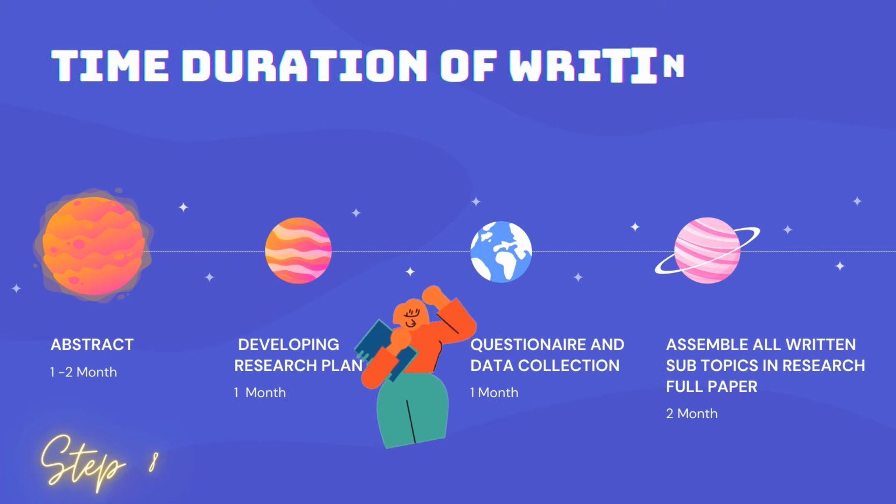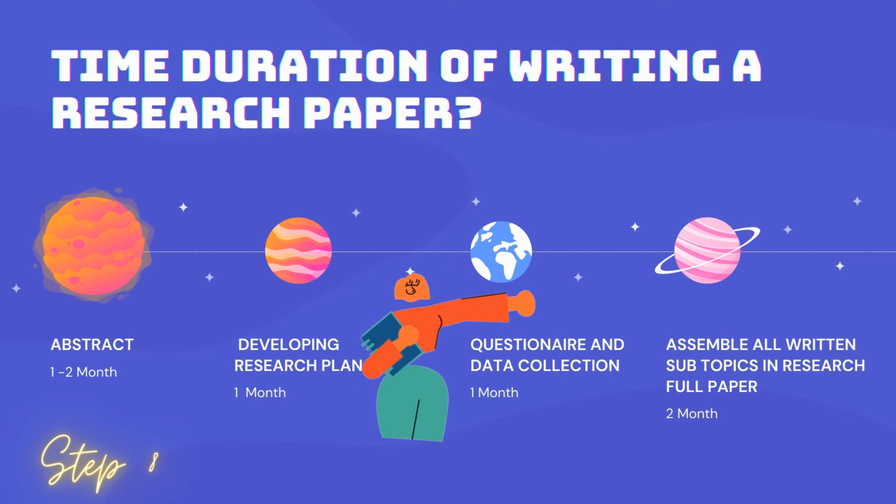Step number 8. The time duration of writing a research paper. If you are going to write a research paper, you have to start with writing an abstract. The abstract would take around 1 month for developing the concept of what the researcher is going to do. After getting accepted, you have to develop your research plan on how you are going to proceed, which would take another 1 month. After developing a research plan, you have to prepare a questionnaire and start collecting data, which would take another 1 month.